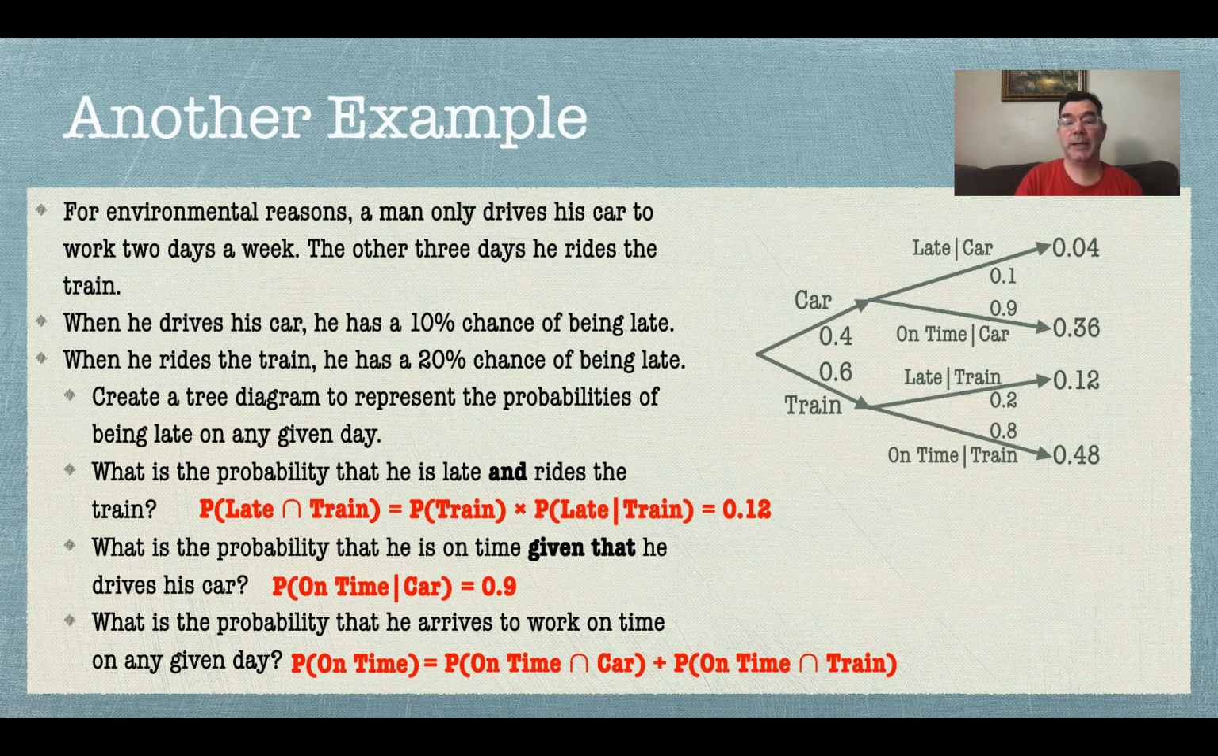So that's going to be the 0.4 times the 0.9, or the 0.36, plus the 0.6 times 0.8, which is 0.48. And I add those together and I get a probability of 0.84. So he is going to be on time for work 84% of the time. So that is just talking about dependent events.